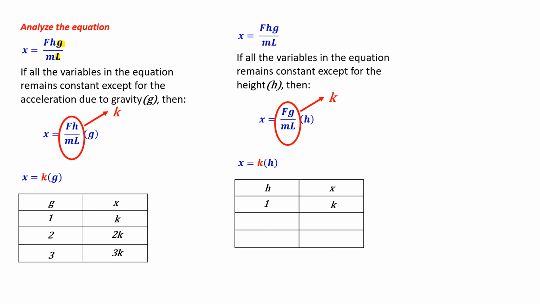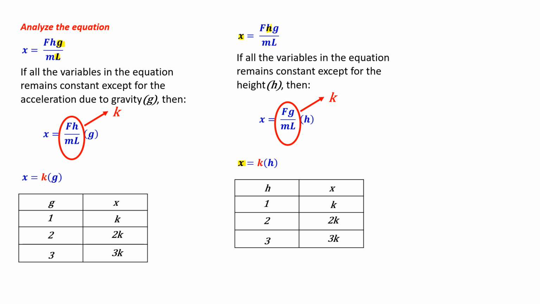So the higher the height, we have k, 3k. Does it make sense? It means the higher I am released, the longer time I will experience. And the longer time I experience during flight, the greater the x. So it means that the location of height is actually correct.